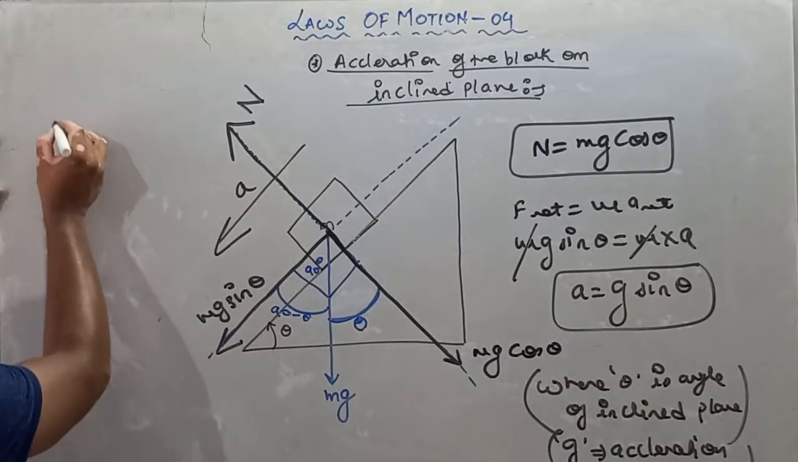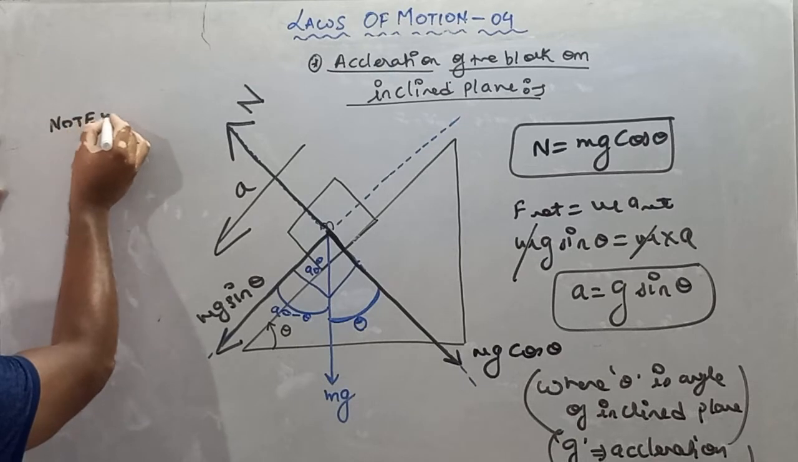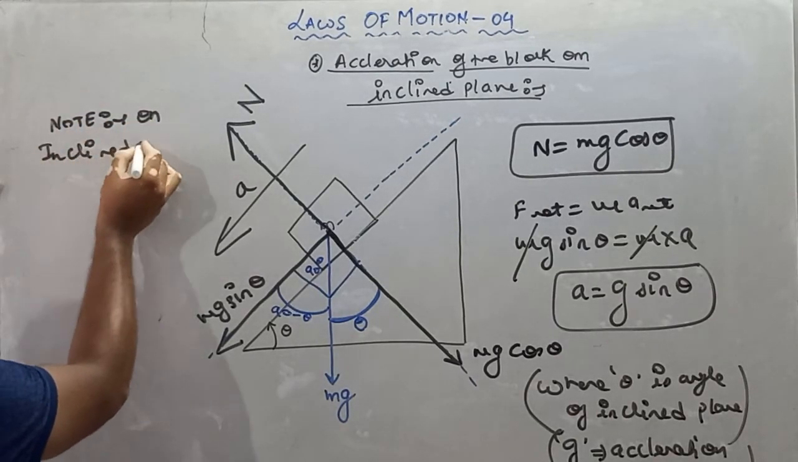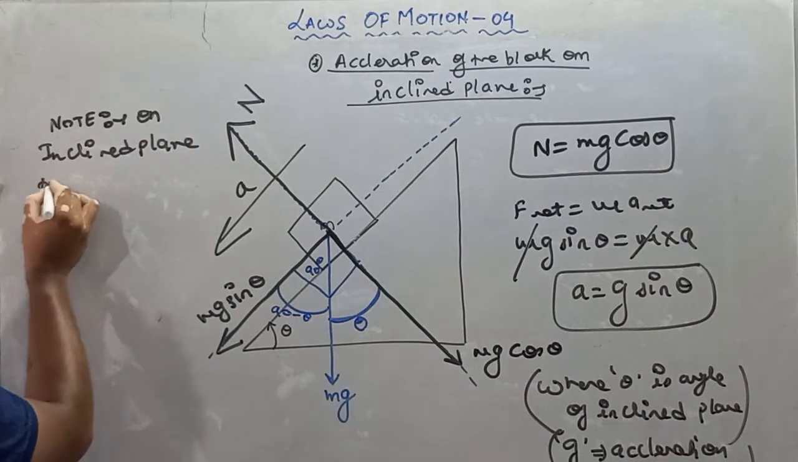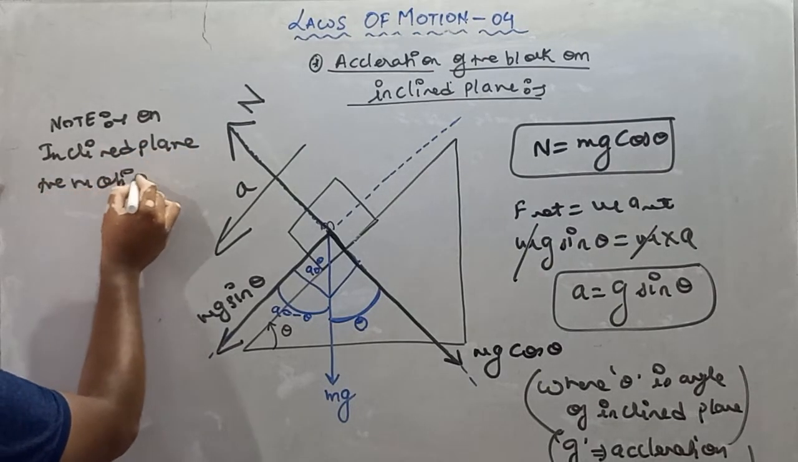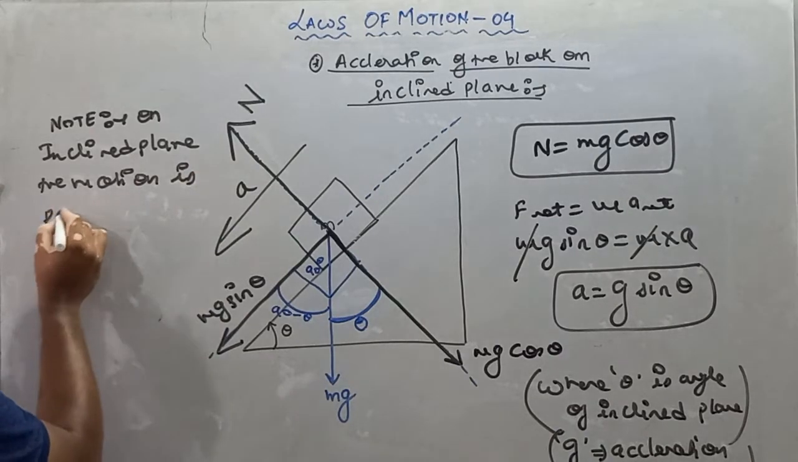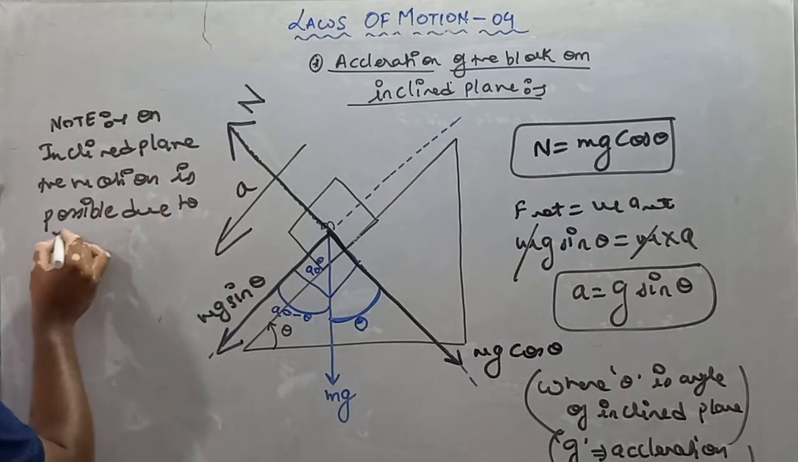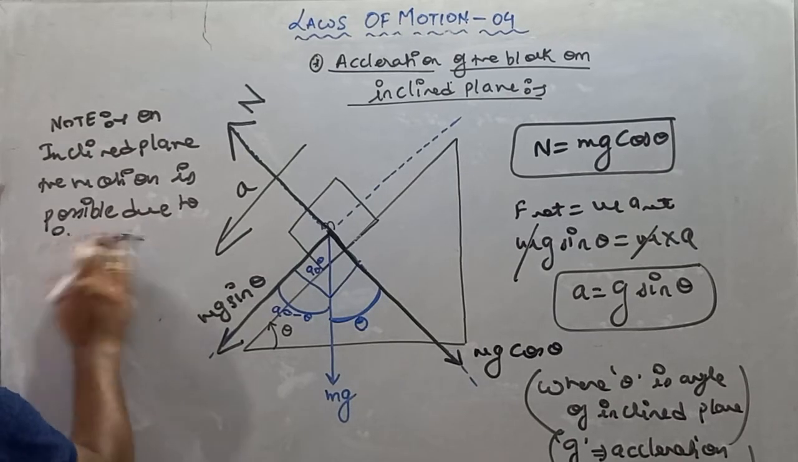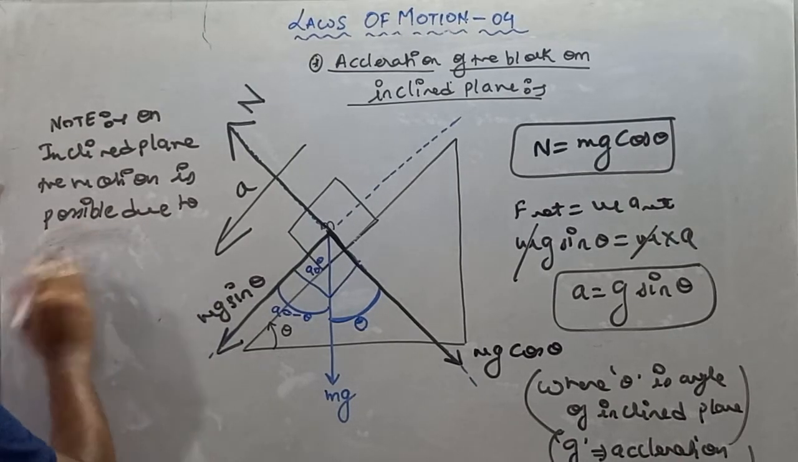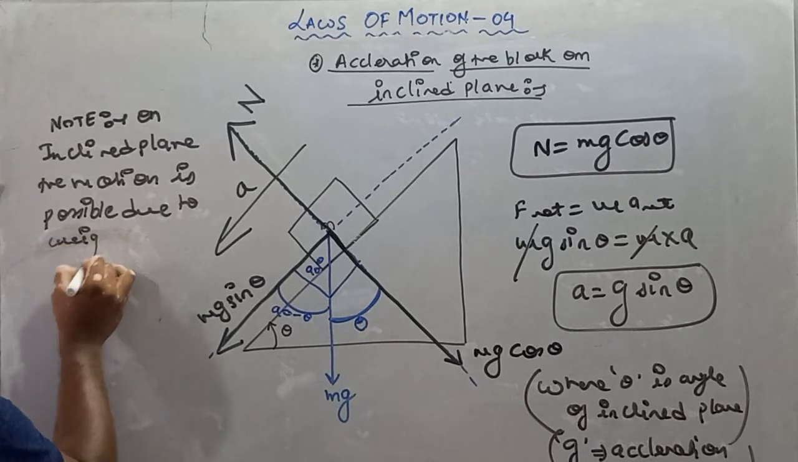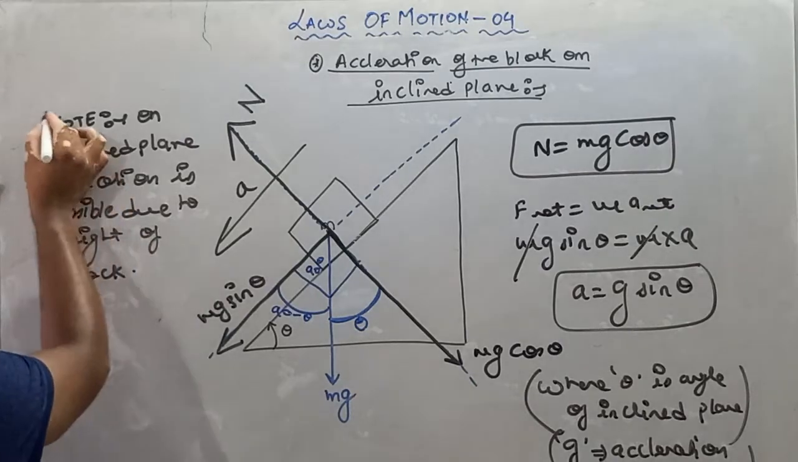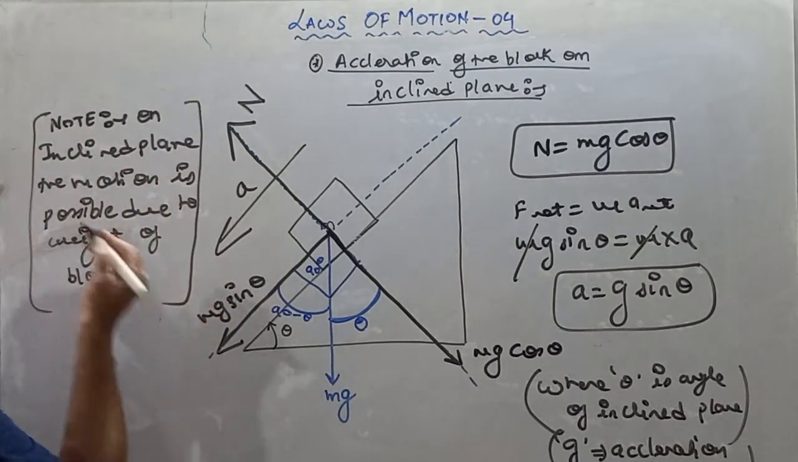So remember this thing. I'll write it in the form of a note: on inclined plane, the motion is possible due to the weight of the block.